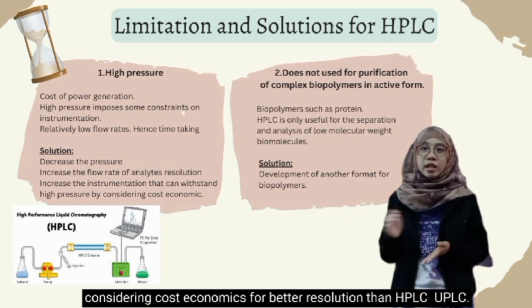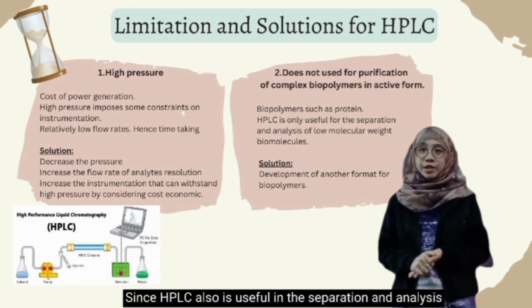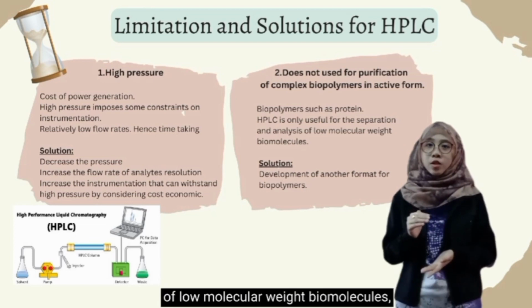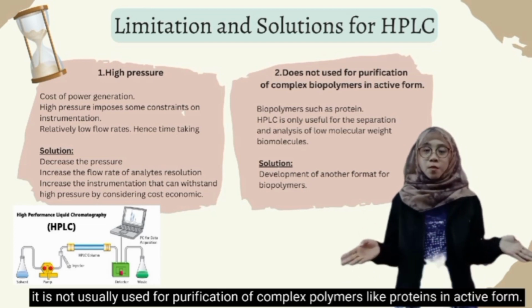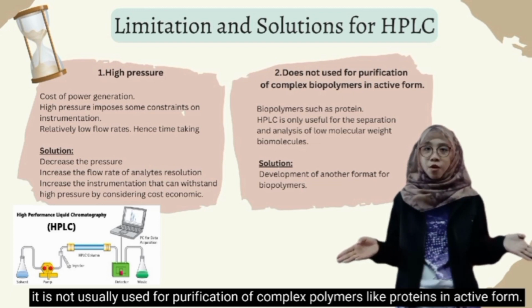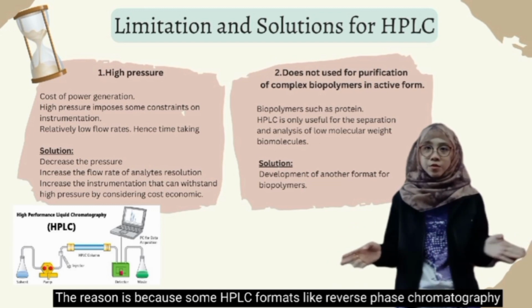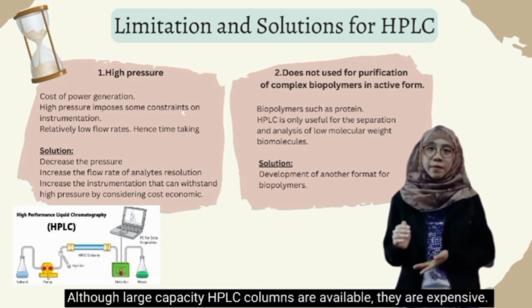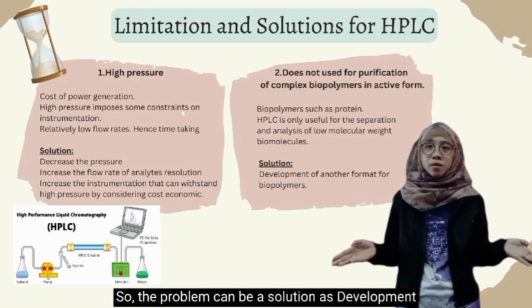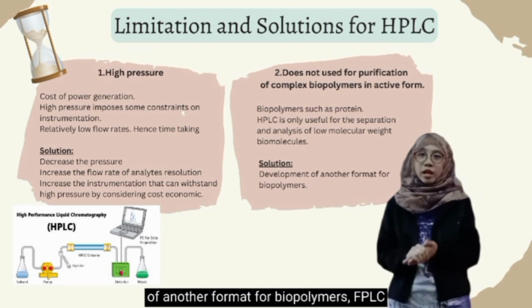Since HPLC is useful in the separation and analysis of low molecular weight biomolecules, it is not usually used for purification of complex polymers like proteins in active form. The reason is that some HPLC formats like reverse phase chromatography need organic solvents which denature proteins. Although large capacity HPLC columns are available, they are expensive, so the solution was the development of another format for biopolymers, FPLC.